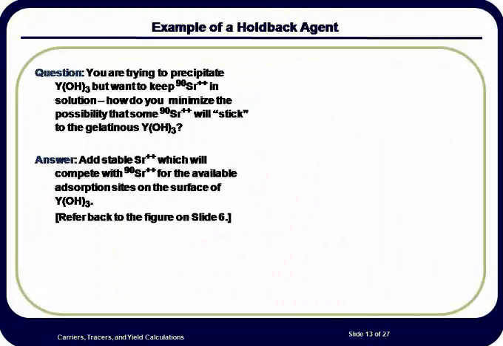Stable strontium performs this function when yttrium is precipitated in basic solution to isolate yttrium-90. The stable strontium minimizes any strontium-90 that will precipitate with the yttrium by occupying sites on the yttrium hydroxide precipitate that strontium-90 might otherwise occupy.